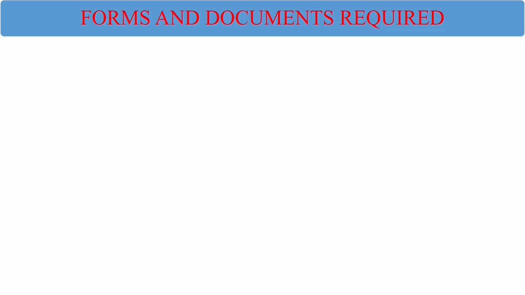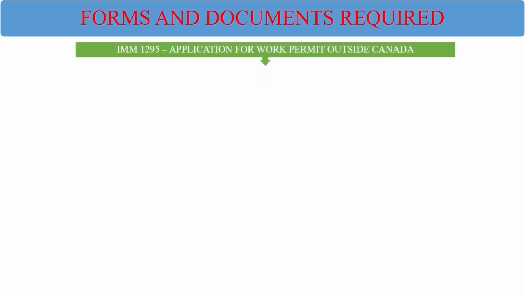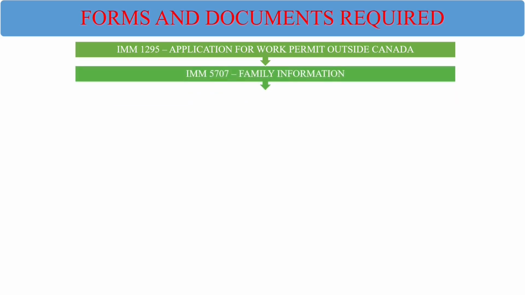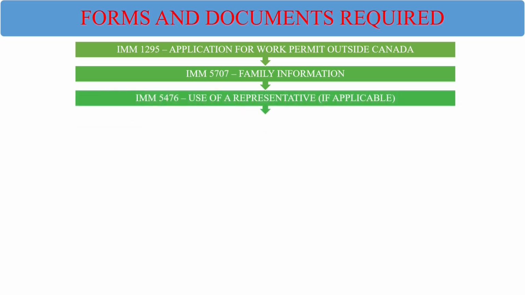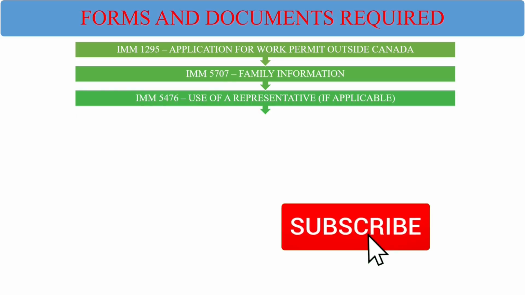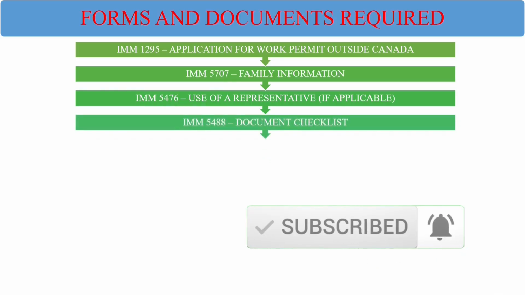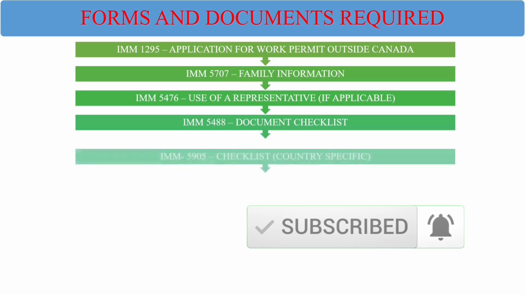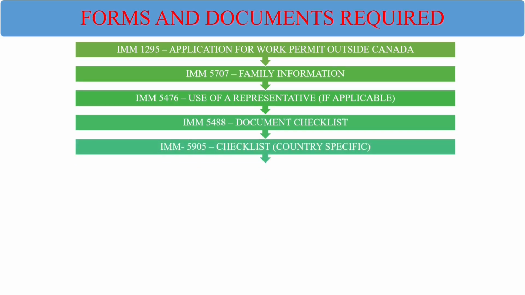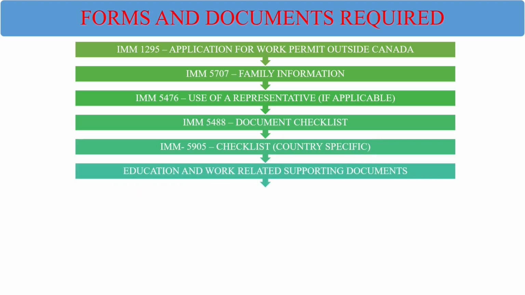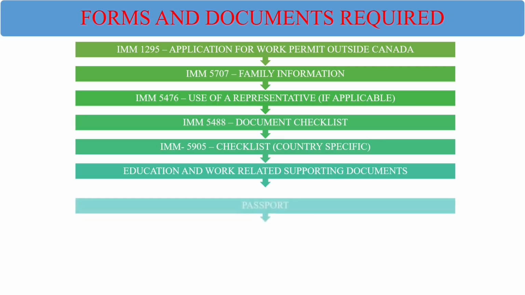Now let's summarize all the documents and forms that you need to submit to complete this application. Number 1 is the application for Work Permit, 1295. Next is the Family Information Form 5707. Number 3 is the use of a representative form, if using a representative, Form 5476. Number 4 is Checklist Document 5488. Number 5 is another checklist, 5905, for your country-specific visa requirements. Number 6 is the education and work-related supporting documents.